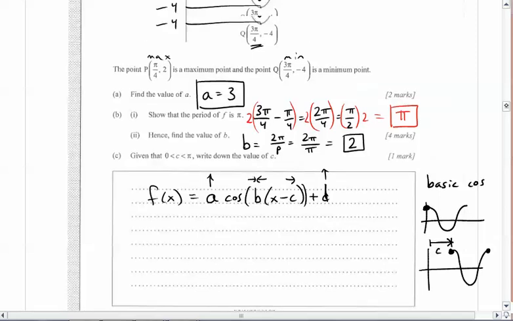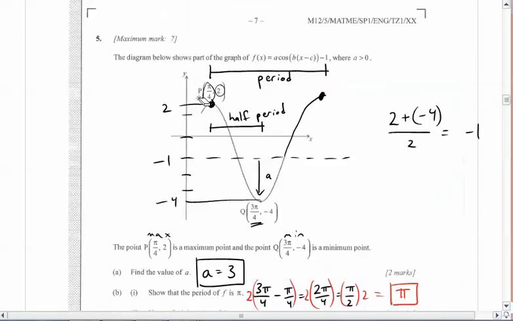So I just take a look at my graph and see how far my maximum is away from my y-axis. And that value is the x-coordinate of the maximum, pi over 4.